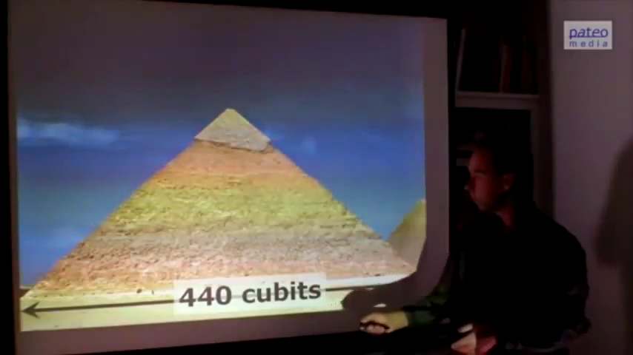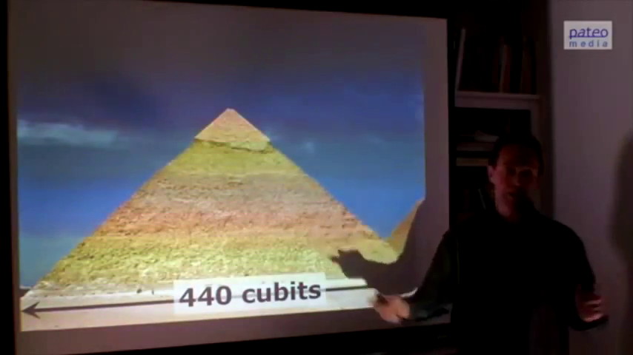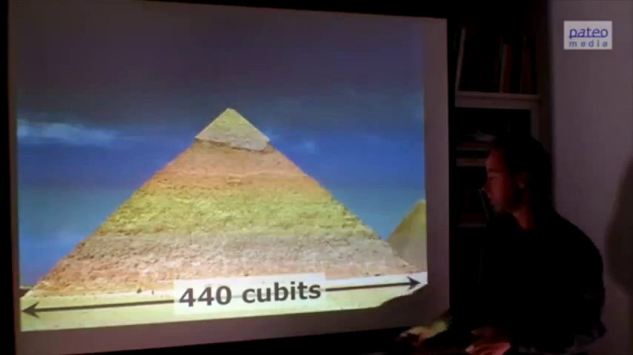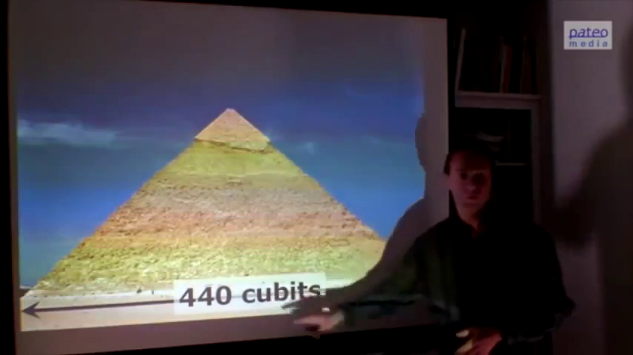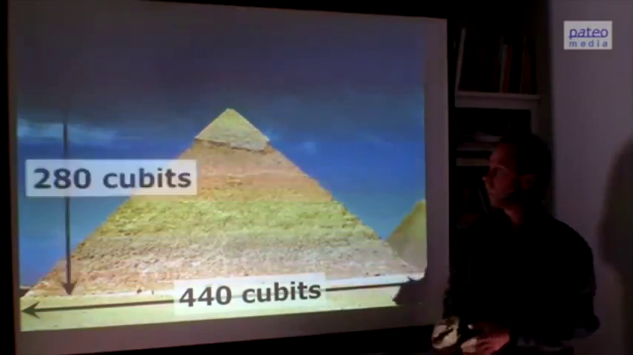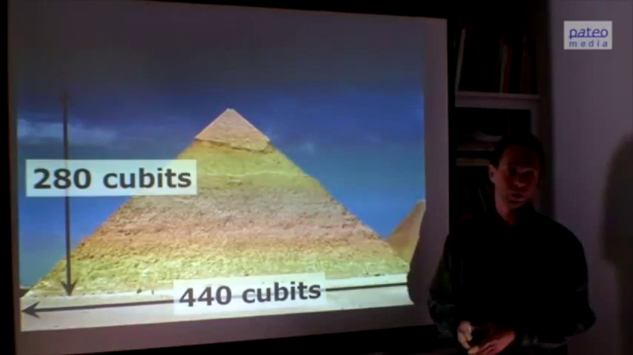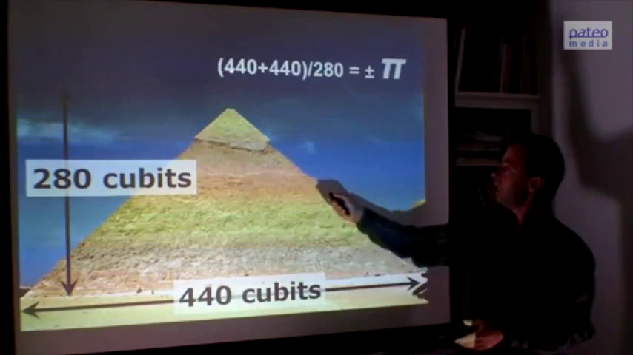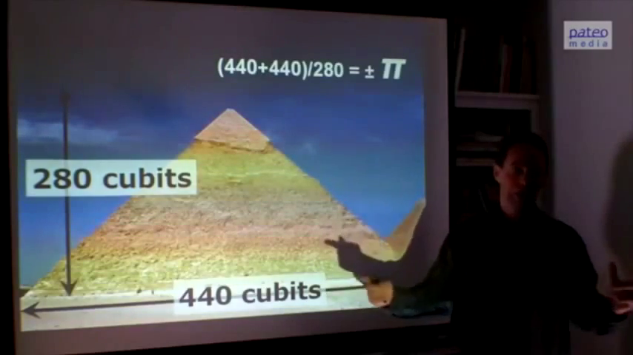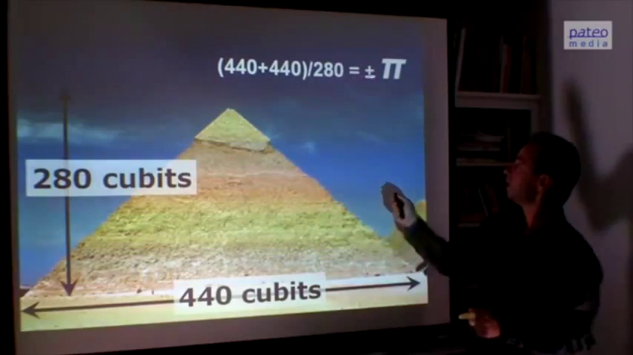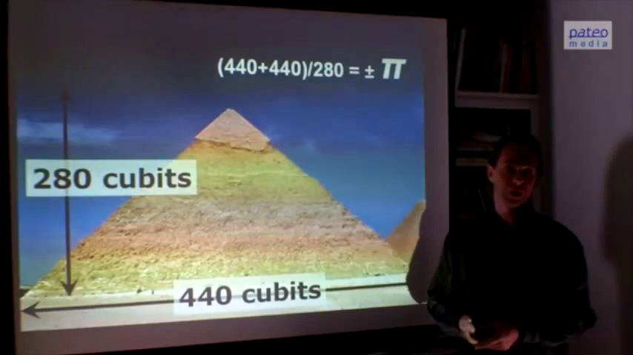At the base, the Great Pyramid has this length, 440 cubits. A cubit was the unit of measurement the pyramid builders used. And the height is 280 cubits. When we add two sides of the base up and we divide it by the height, we get a very good approximation of pi.